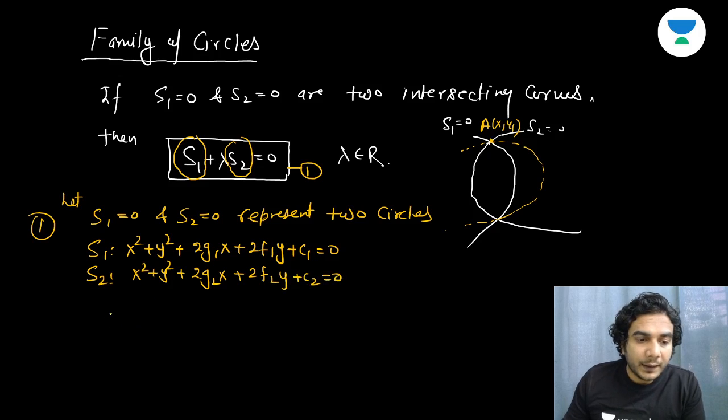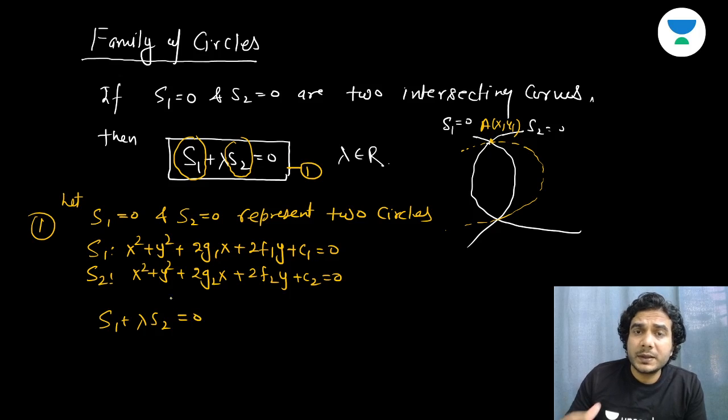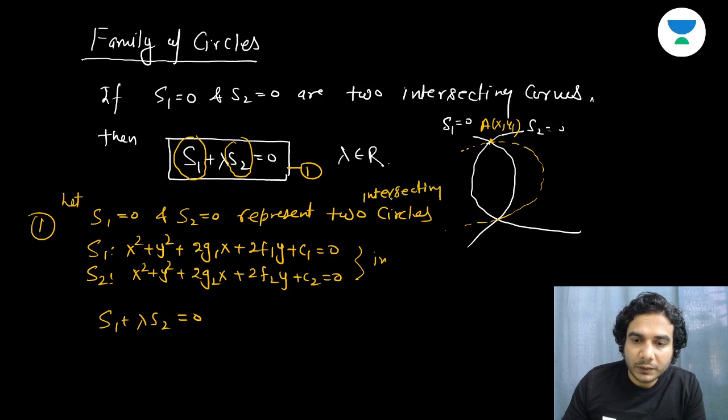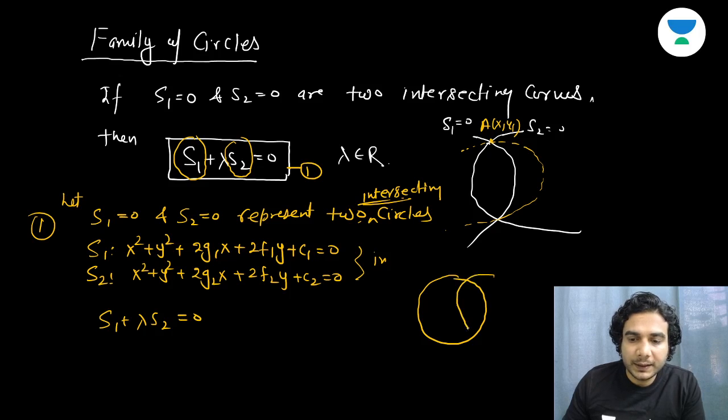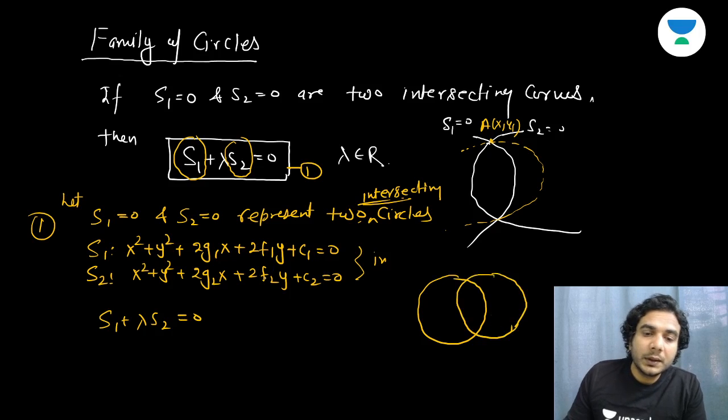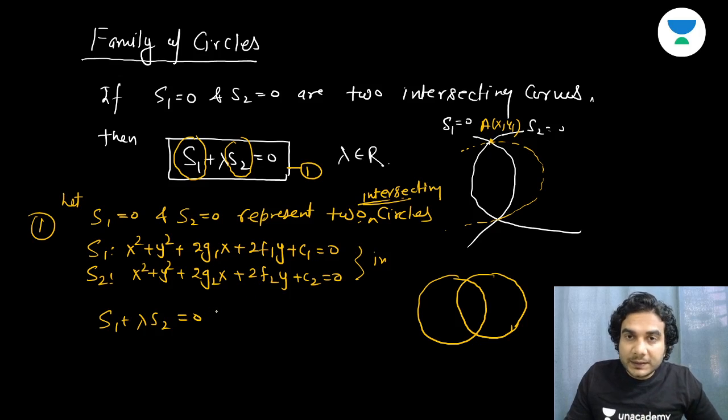Now, if I write S1 plus lambda S2, then what will this represent? S1 and S2 are two intersecting circles. I'll introduce this word, intersecting circles, then it will make sense. Obviously, two circles can intersect at a maximum of 2 points, and they can touch each other at 1 point. We'll take that case also later. So S1 and S2 are two intersecting circles, that means they are intersecting at two different points.